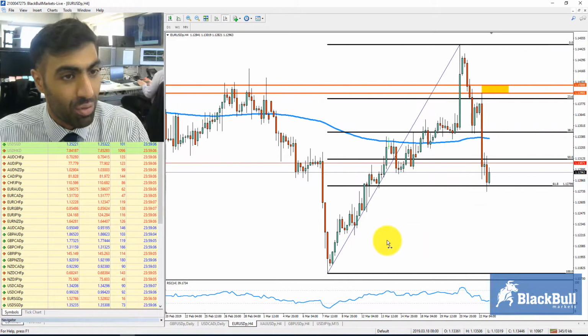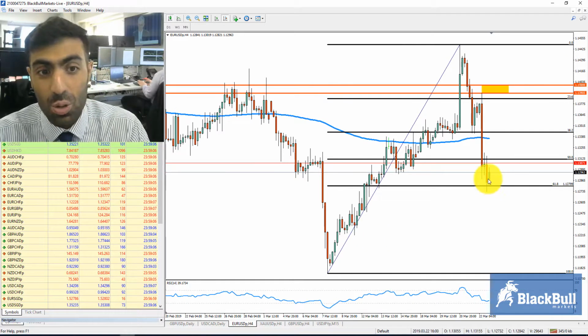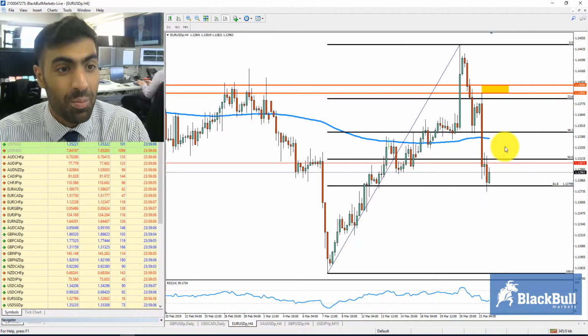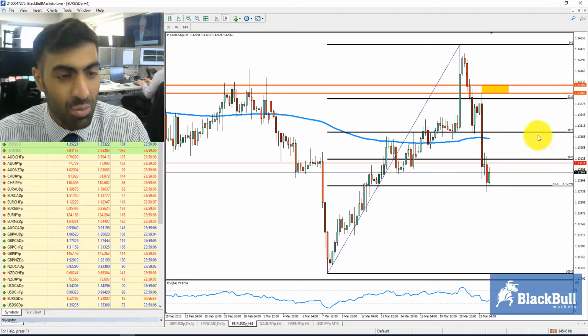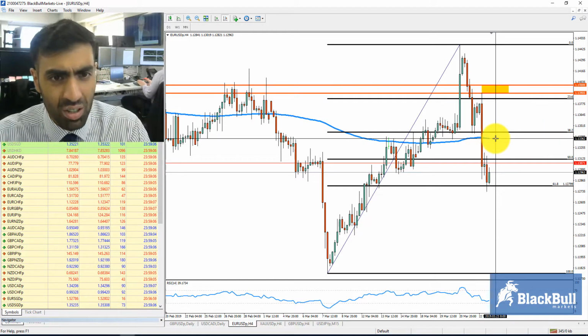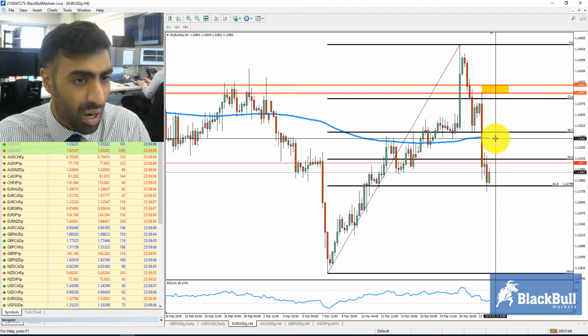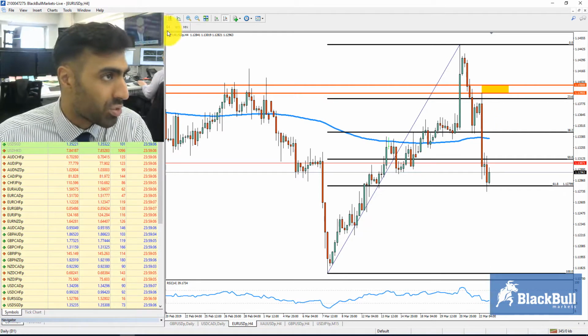Following that, if we do continue to get a move to the upside, look out for this 50-day moving average mark here, around the 133.62 mark, for a bullish move to the upside.